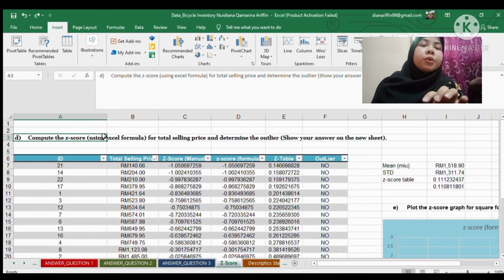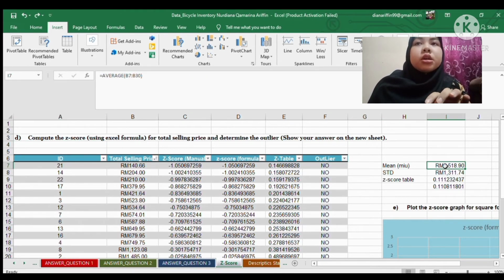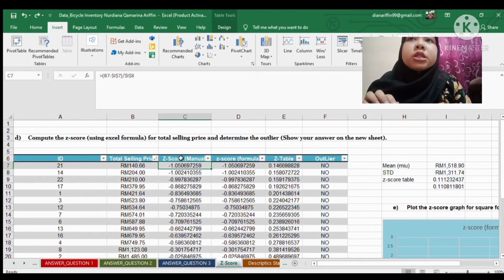So D, compute the z-score for total selling price and determine the outlier. First of all, I calculate the mean, the average and data range, and then standard deviation. I use standard deviation function and selling price data range. After that, calculate the z-score, which the formula is the total selling price minus the mean and divide by the standard deviation. And then after that, I just write it down.